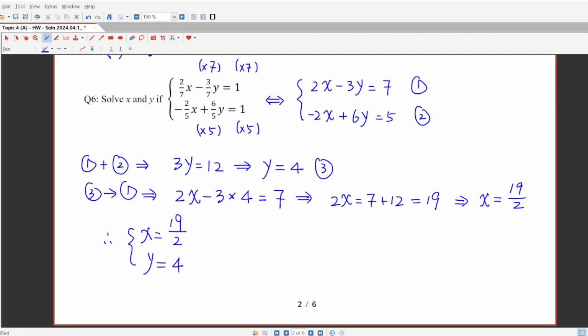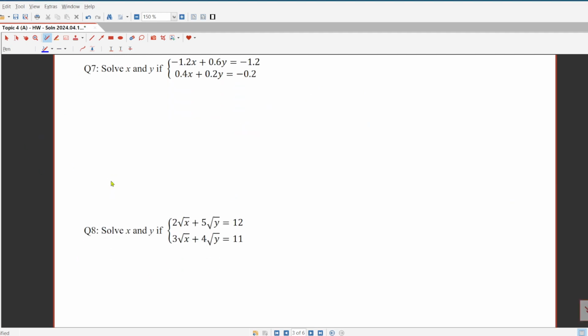Okay, have a look at the solution here. Any questions, just let me know, okay? All right, next one, number 7. Again, if you don't like decimal coefficients, you can multiply both sides using the same number to eliminate any decimal numbers. Change the coefficients to integers.